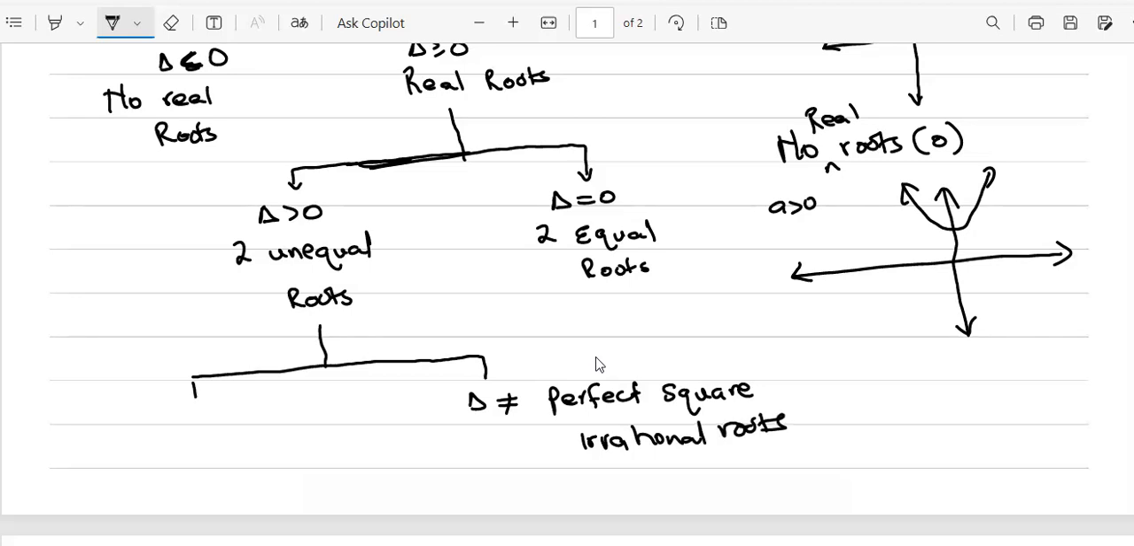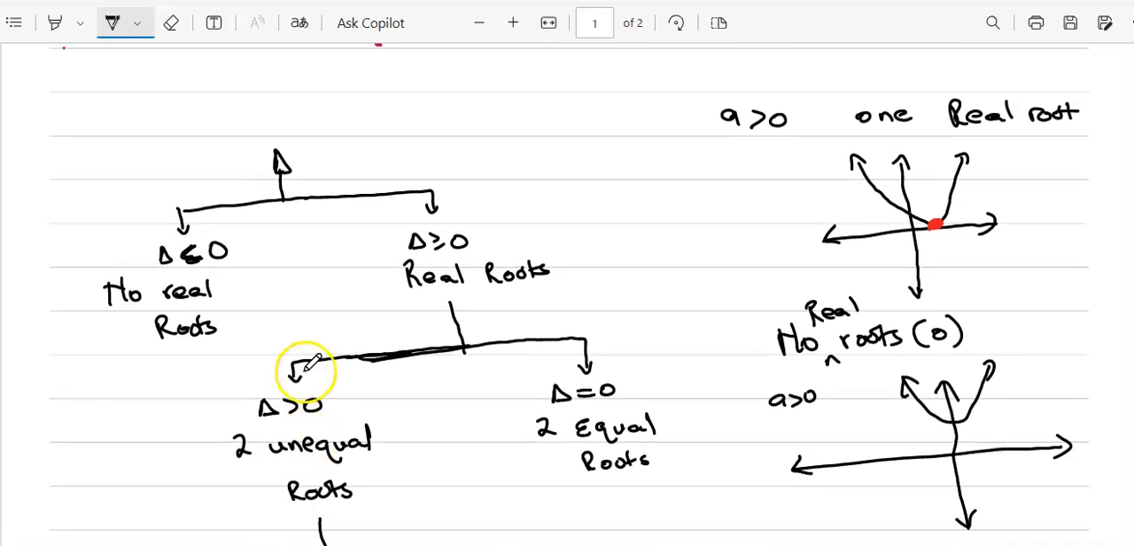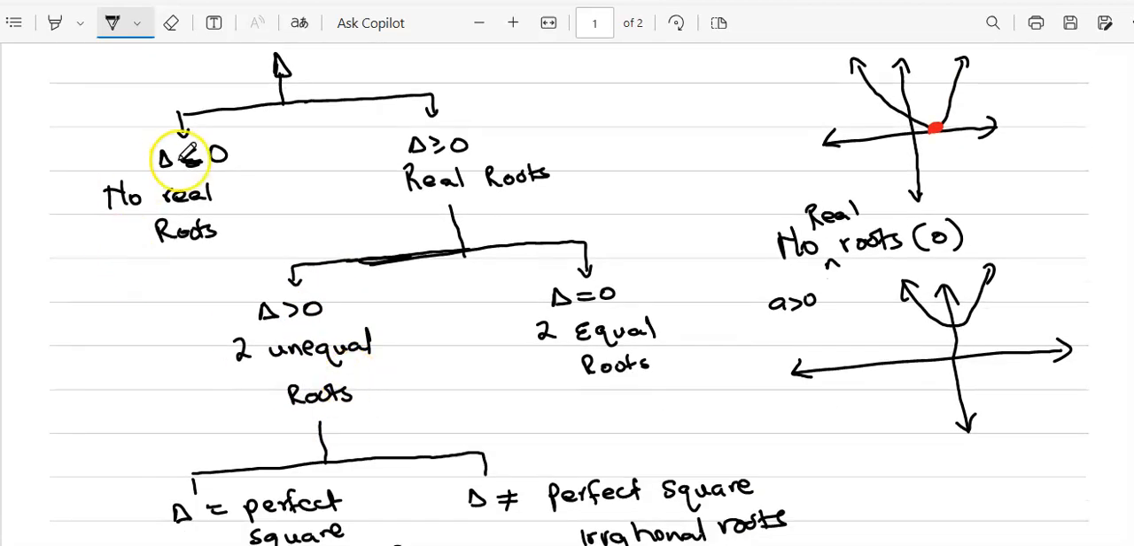But if the discriminant is equal to a perfect square, you're going to say that it will have rational roots. So this is the information that you need to understand in order for you to master how to determine the nature of the roots. On our next video, we're going to do some examples and also how to use this table.